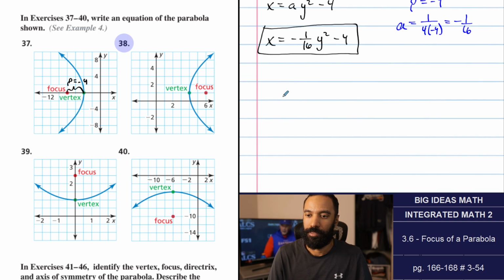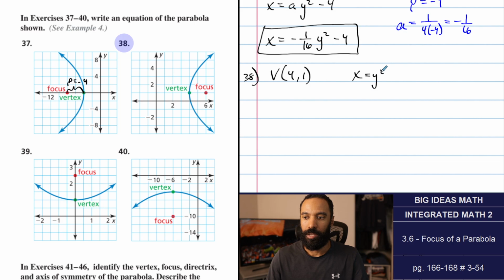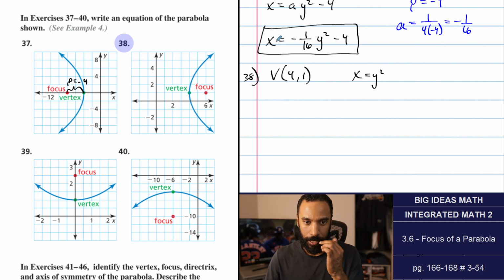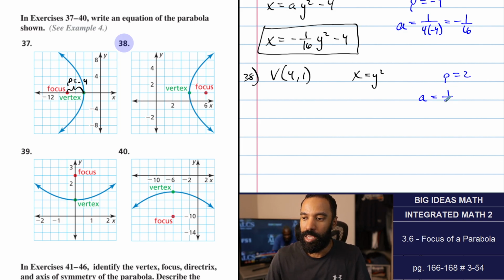Number 38. These are scaled by 1s this time, so this time your vertex is at 4, 1. It's an x equals positive y squared equation, x equals y squared. So at this stance, I'm not going to say what the equation is. Let's just see. The p-value is 2. The focus is 2 away from the vertex in the right direction over there. So A is 1 over 4 times 2, which is 1/8.